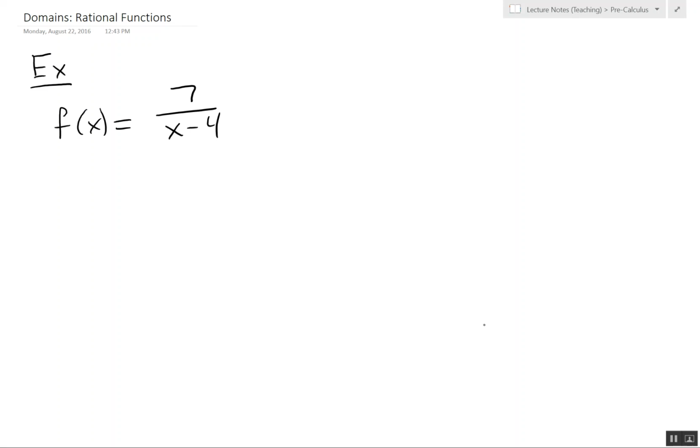I have several examples we're going to go over here, since this is a problem type that people typically do not get correct, and we want to make sure that we do get it correct, so we're going to handle several different cases. The first one we're going to look at is the function f of x equals 7 over x minus 4. And the question is, what is the domain? Notice that I didn't write the question, but the topic is domain, so that's what we're going to be interested in for all these problems.